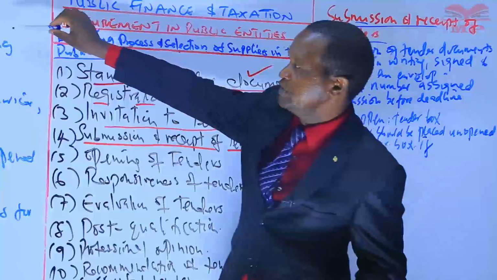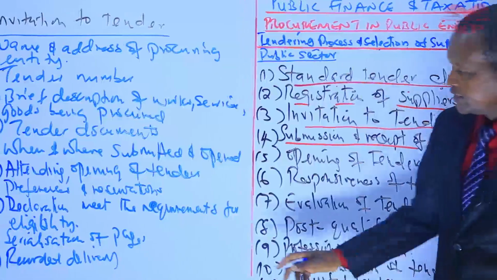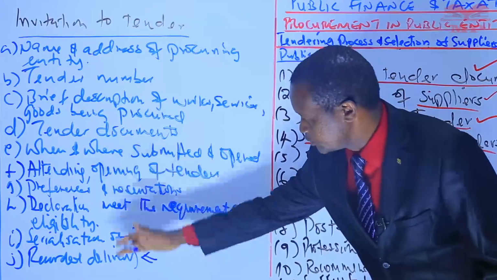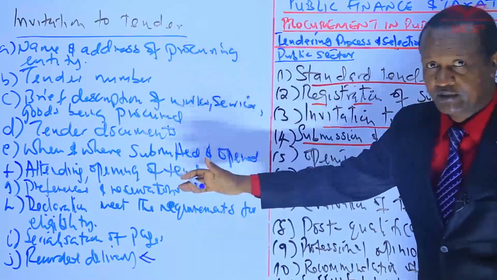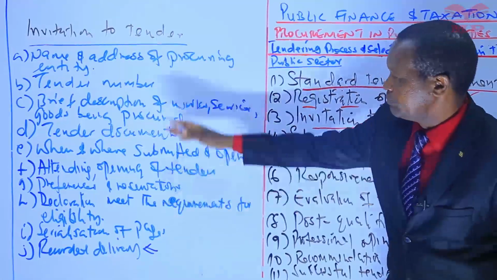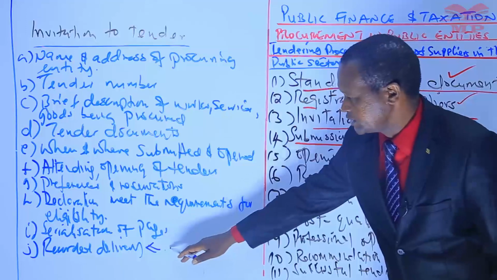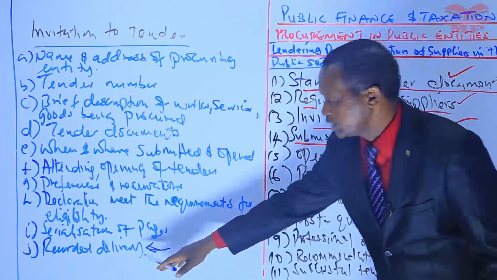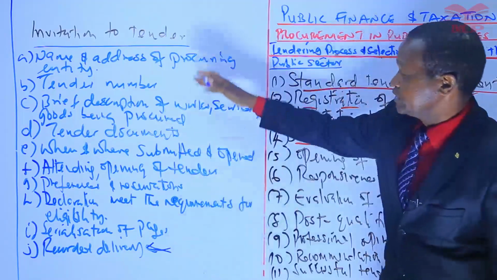We've gone through the invitation to tender procedure, and the last step here is the recorded delivery. This is where the tenderer who has applied for the tender is now being sent the tender documents, and we say that when tender documents are being delivered to the tenderer, that process ought to be recorded. That's the ending step in the invitation to tender.